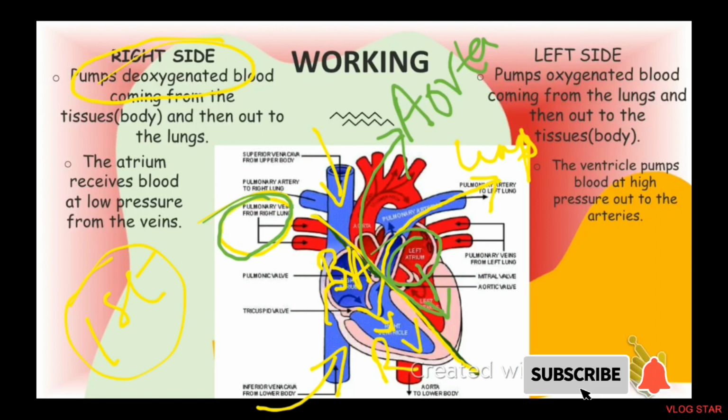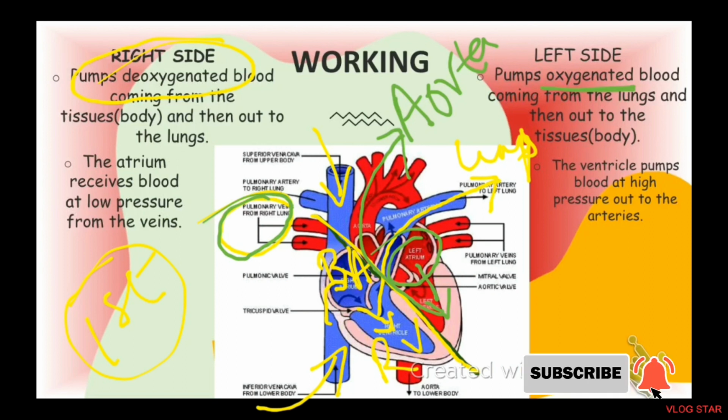Now the next point over here, if you see, it's written here, the atrium receives the blood at low pressure. So both of the atria, whether it is the right atrium or the left atrium, are going to collect the blood. The right atrium will collect the blood from the rest of the body, whereas the left atrium is going to collect the oxygenated blood from the lungs.